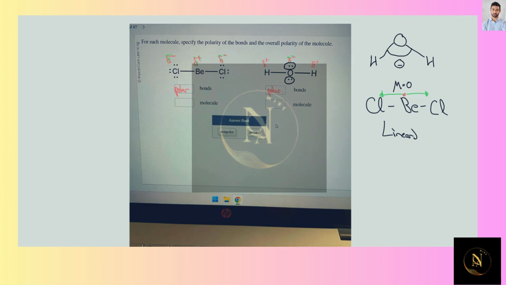In the case of the oxygen, we're going to have two dipole moments, which are going to generate an overall dipole moment in the direction of the oxygen. They are not going to cancel out perfectly because of the angle that we're going to have. Thus, water is going to be a polar molecule, but beryllium chloride would be a non-polar molecule.